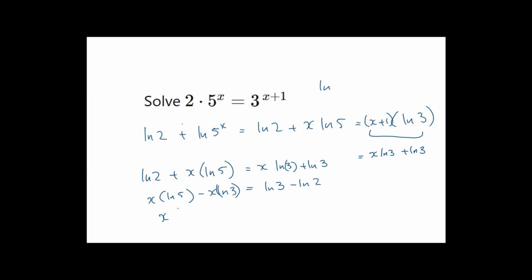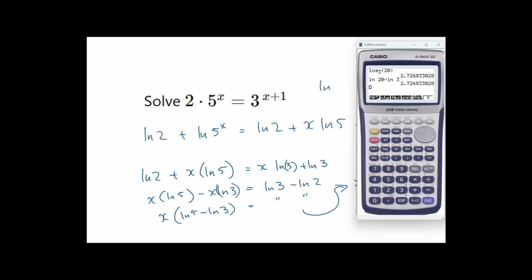So x is natural log of 5 minus natural log of 3. It's going to equal that. We come up here, x is going to be equal to natural log of 3 minus natural log of 2 all over natural log of 5 minus natural log of 3. Whoa, okay. Let's see if our calculator can solve this straight away. I'll be interested to see. Let's see if it can do it.